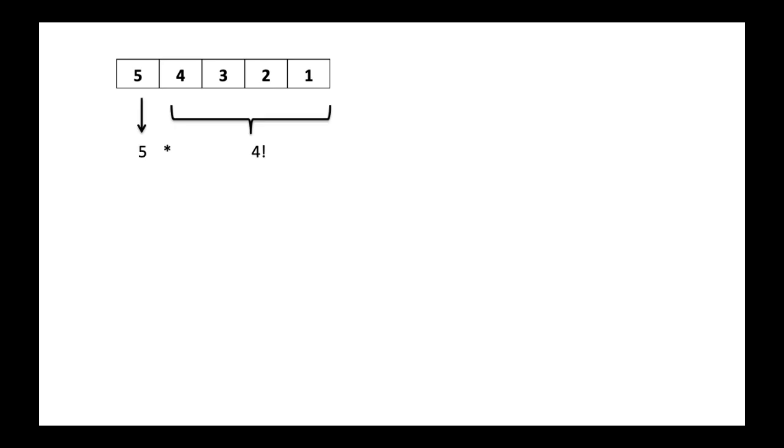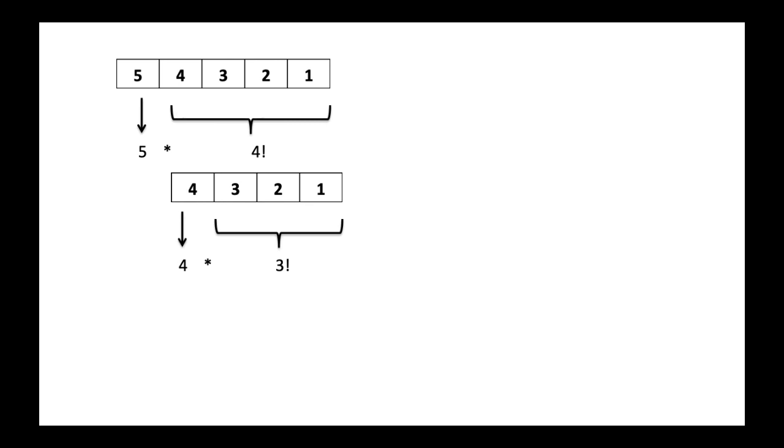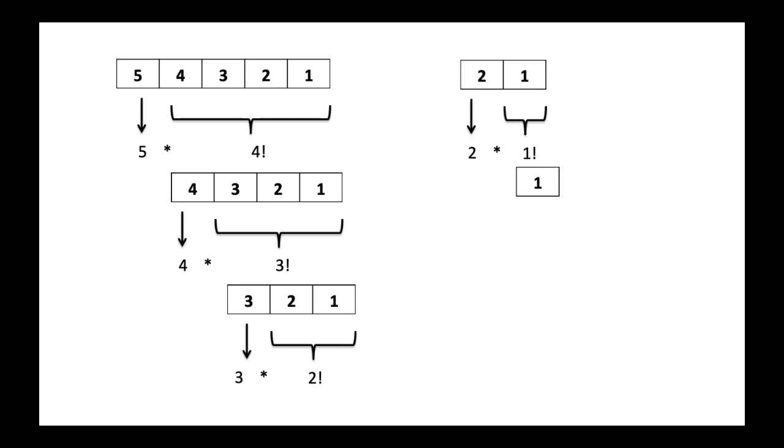So basically, if we look at 5 factorial, all we're doing is multiplying 5 by 4 factorial. Then to get 4 factorial, we are multiplying 4 by 3 factorial. To get 3 factorial, we're multiplying 3 by 2 factorial. And this goes on until we reach the end. So we are continuously multiplying the number we want to compute the factorial for by the factorial of its preceding number.